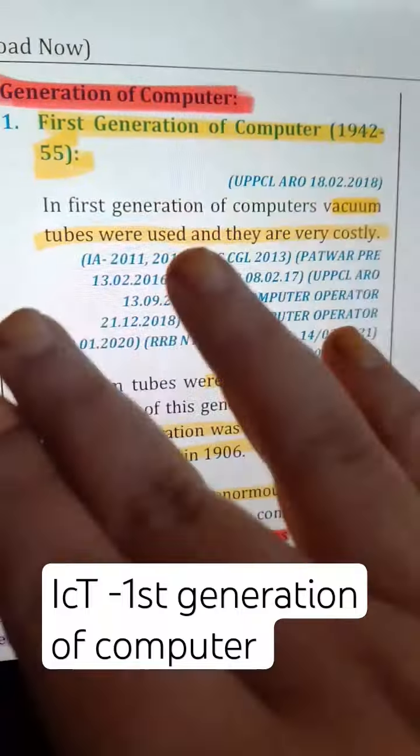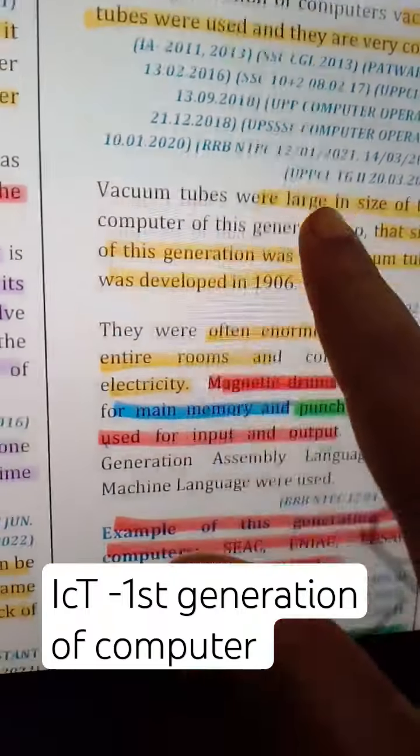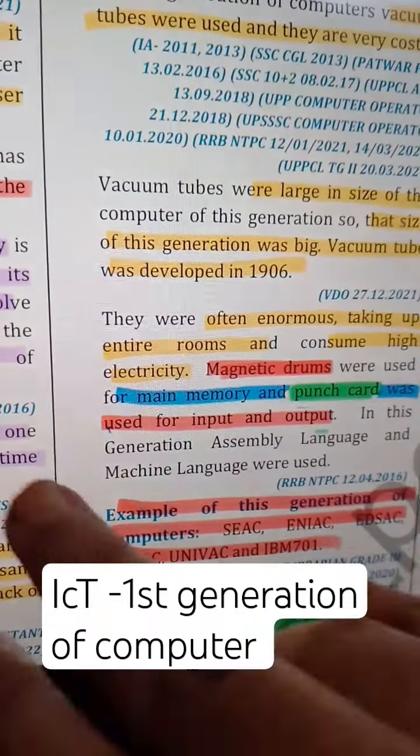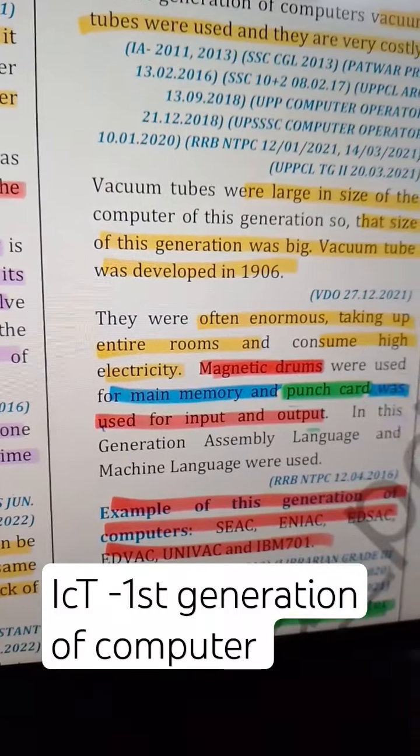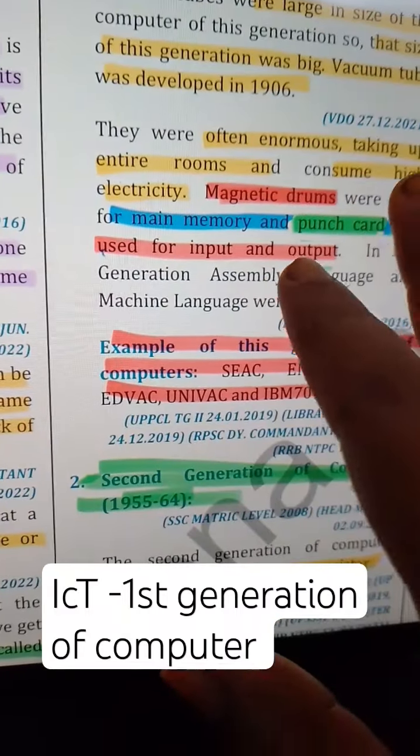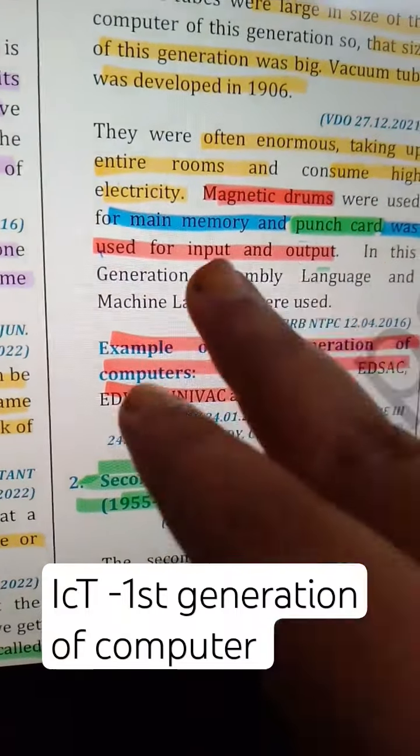In first generation of computers, vacuum tubes were used and they are very costly. Vacuum tubes were large in size, so the size of the computers of this generation was big. Vacuum tubes were developed in 1906. They are often enormous, taking up entire rooms and consume high electricity.